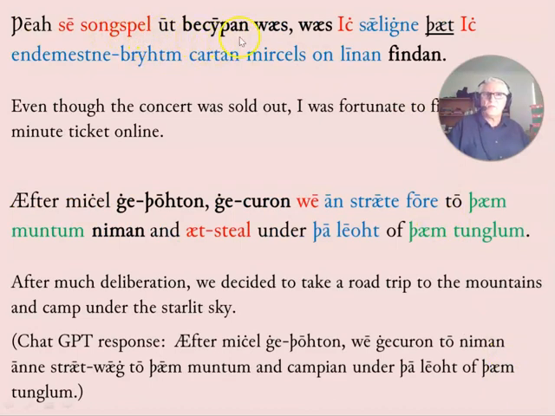Songspel ut bekupan was ich saliner that ich ende mesner beruchten karten miracles on minen findan. This one, miracles, I picked up from Bosworth Toller, as I do quite a few words, and it may be a C dot, it may be miracles. I've got it here as miracles because it's the best I can find. Bosworth Toller doesn't use the C and G dots, it doesn't palatalize the C's and the G's, so that could be a C dot.